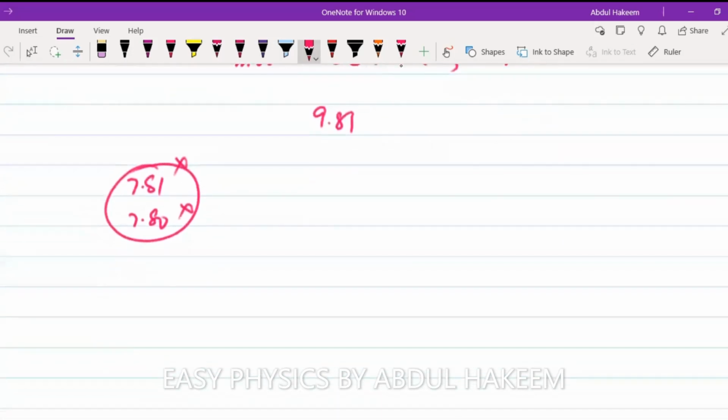And the next is significant figures. So look, the left side zeros are not significant. So this is two significant figures.